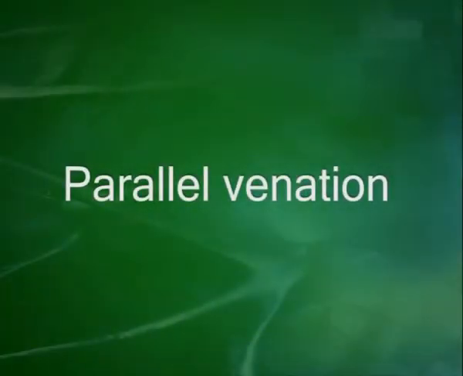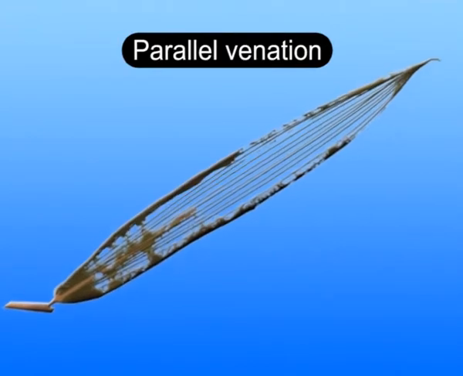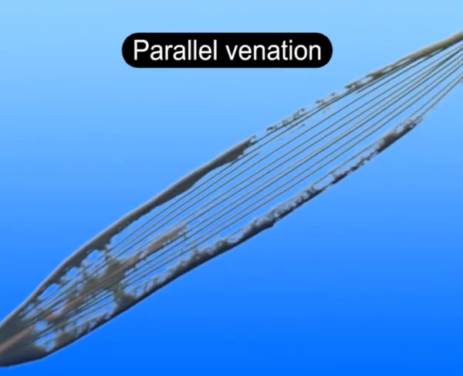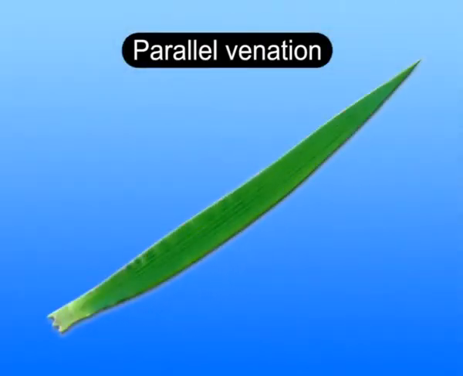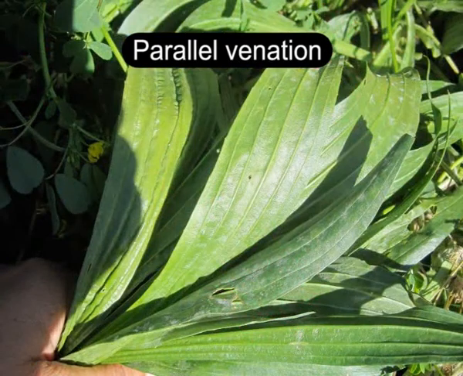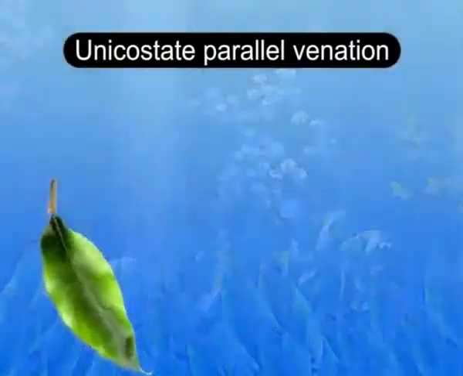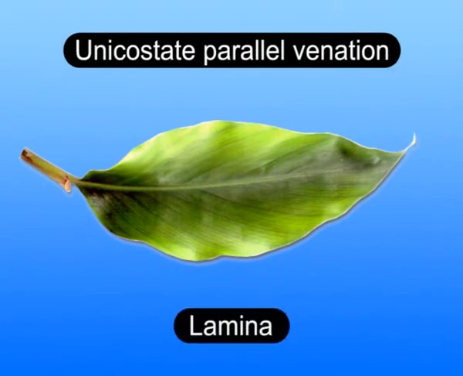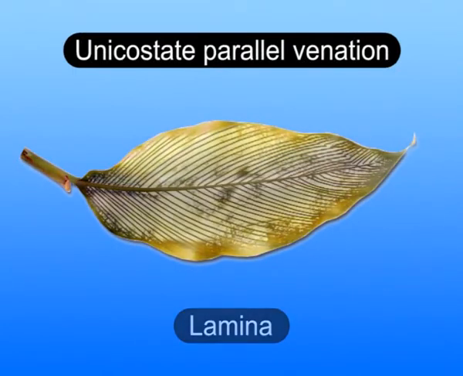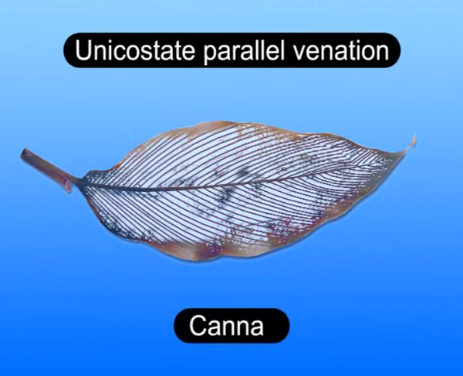The next type of venation is parallel venation. In parallel venation, all the veins are of nearly the same size and run parallel to each other. Parallel venation occurs in the leaves of nearly all monocotyledonous angiosperms, as in lilies and grasses. Parallel venation is of two types: unicostate parallel venation. Here the lamina possesses a single main vein, which gives rise to a large number of lateral veins. These lateral veins run parallel to each other, as clearly shown in the visual of canna and banana.